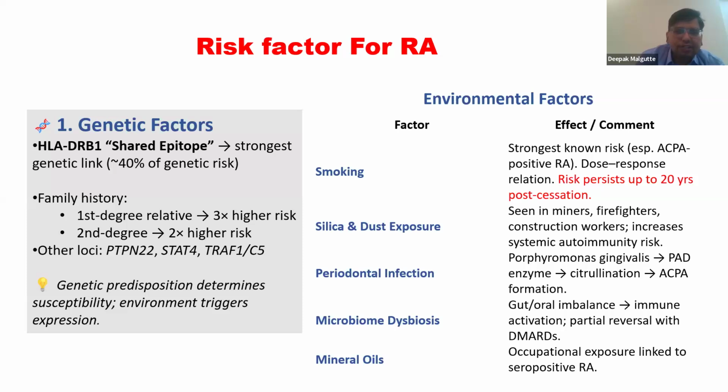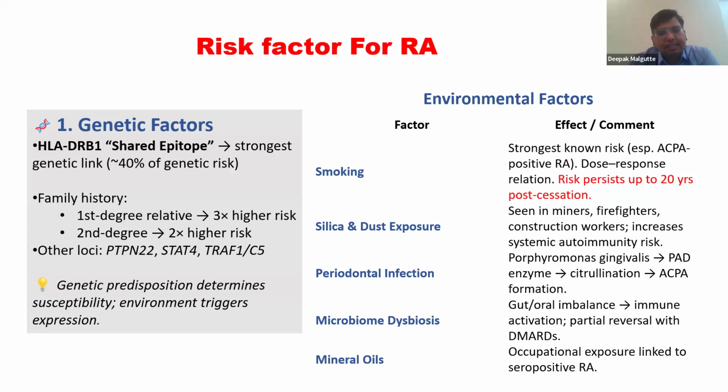Coming to the risk factors for rheumatoid arthritis, the most important is the genetic factor, which makes the individual susceptible to rheumatoid arthritis, of which HLA-DRB1 shared epitope is the strongest genetic risk. Its presence in a first degree relative makes the risk 3 times higher, whereas in a second degree relative, the risk would be 2 times higher. Other than MHC genes, there are certain non-MHC genes which can be implicated in the pathogenesis, like PTPN, STAT4, or TNF receptor associated factor genes.